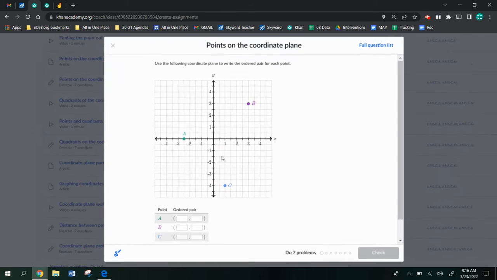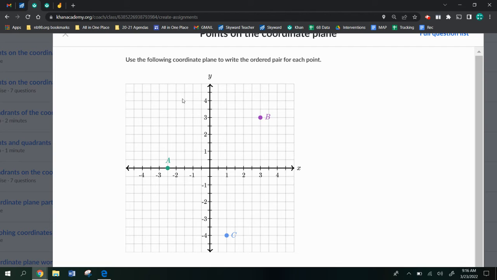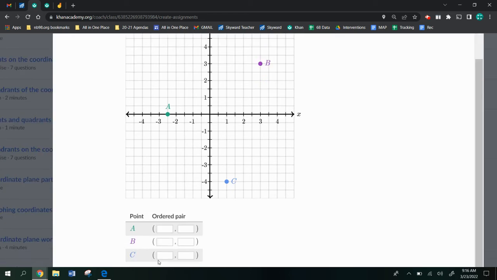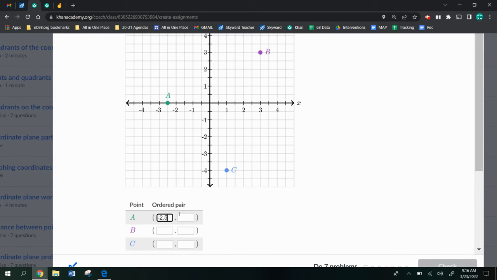So here, first activity, points on a coordinate plane. Use the following coordinate plane to write the ordered pair for each point, A, B, C, and D. So you have to fill in the blanks. What point is A? So x. Because we always go right or left first, if this is the center, I'm going to the left. So that means I know A is going to be negative because I'm going to the left. Now, what number do I stop at? This is -1, -2, and the -3 is here. So what's halfway between -2 and -3? -2.5.